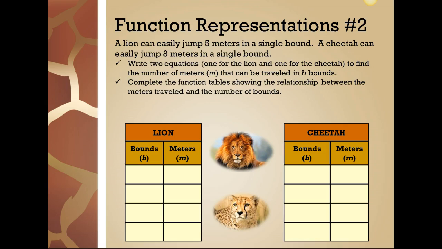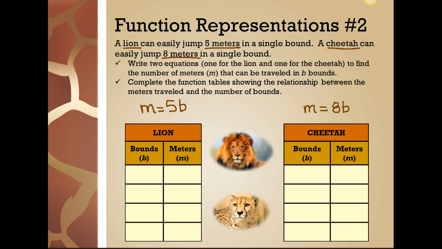Let's start with the lion. The number of meters traveled depends on the number of bounds. Therefore, I'm going to start my equation with m equals. Since the lion travels 5 meters in a single bound, we're going to have m equals 5 times the number of bounds, or b. For the cheetah, we will have m equals 8 times the number of bounds, because the cheetah can travel up to 8 meters in a single bound. Next, we will complete our function tables.